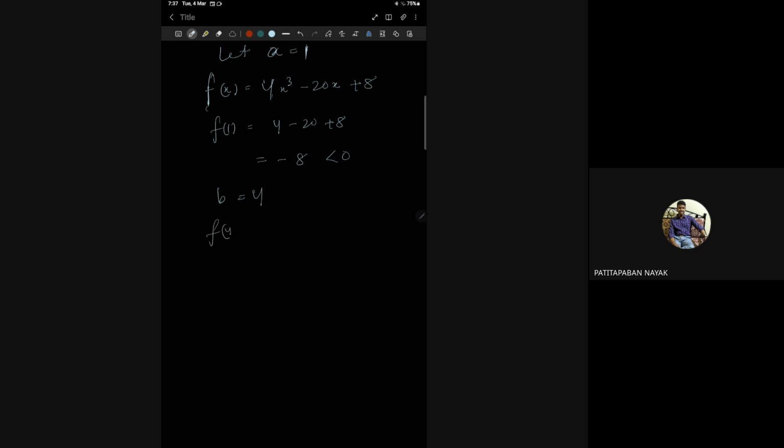So my f of 4 will be equal to 4 into 4 cube minus 20 into 4 plus 8. So this is 4 into how much? 4 cube is 64, minus 80 plus 8. So which is equal to 64 into 4, 256 minus 80 plus 8. So how much is it? Let's calculate using the calculator.